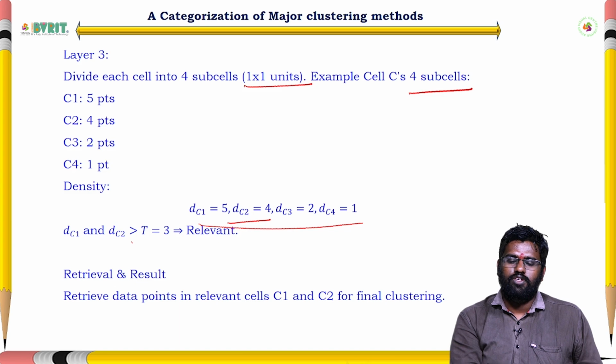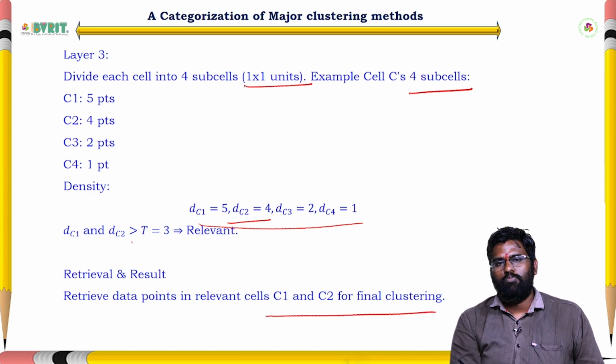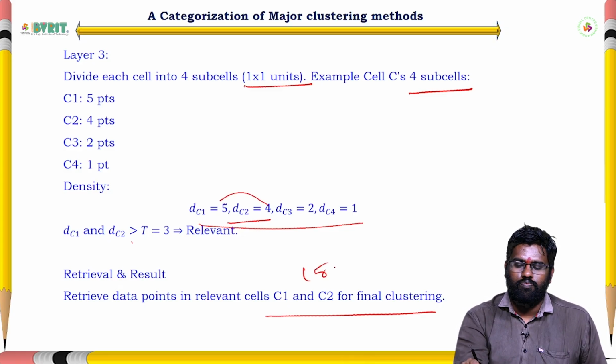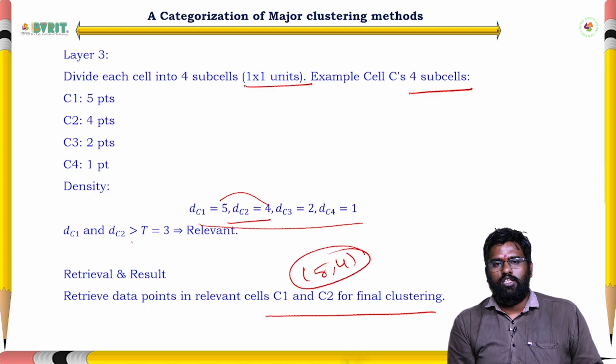So finally our values C1 and C2 belong to our final clustering value. After refining that method, C1 and C2 belong to our final result. C1 and C2 contain the values 5 and 4. So 5 and 4 is the final relevant value for this STING method.